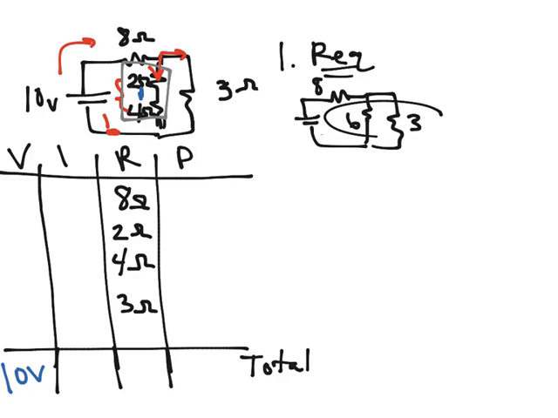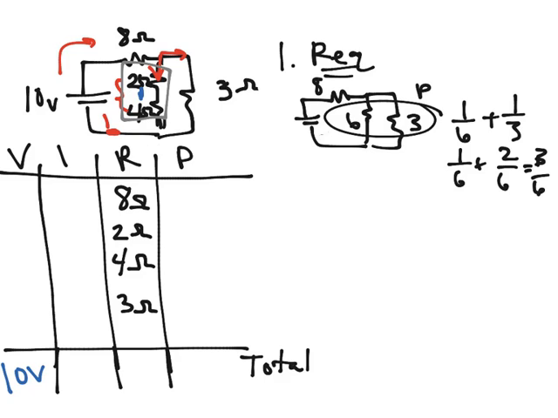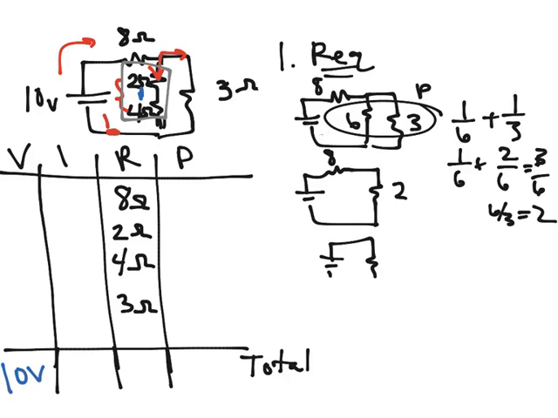The next one we want to do is these. They are in parallel, so we're going to add them as fractions. So that would be 1 over 6 plus 2 over 6, which gives us 3 over 6. And then you do the reciprocal, which would give you 2. So therefore, this whole thing is just 2. This is 8. Therefore, our final circuit has just an equivalent resistance of 10 ohms.